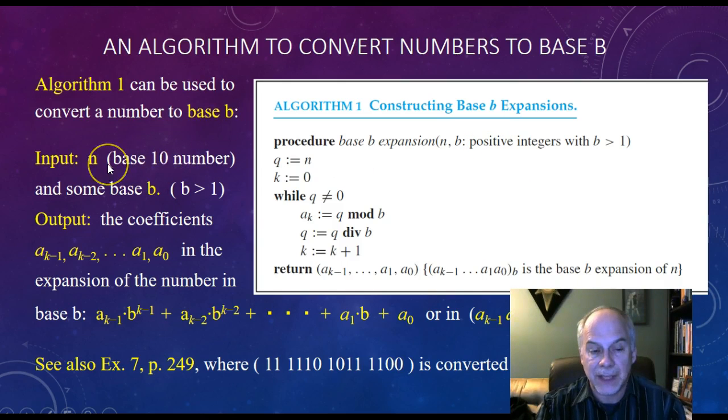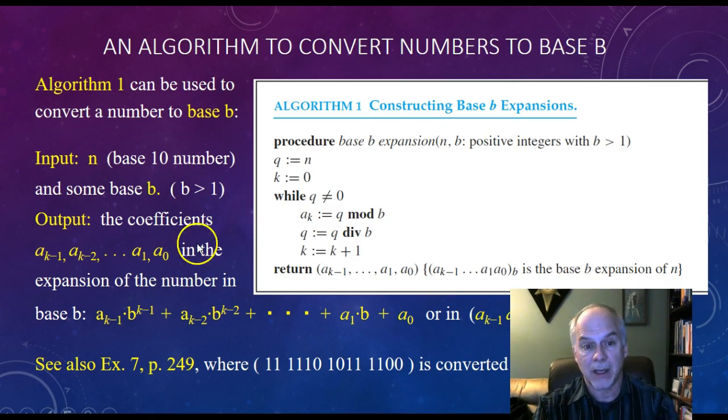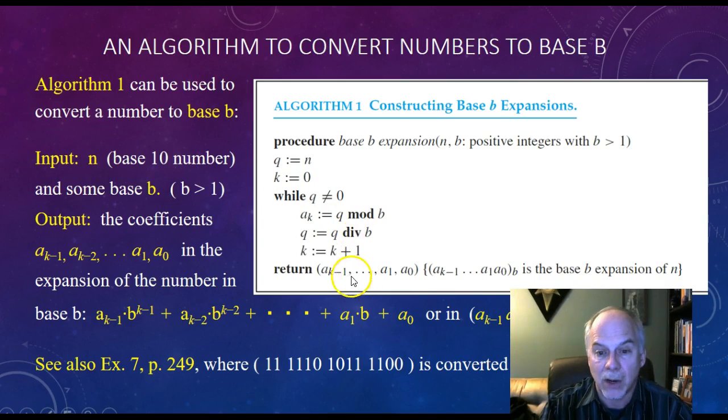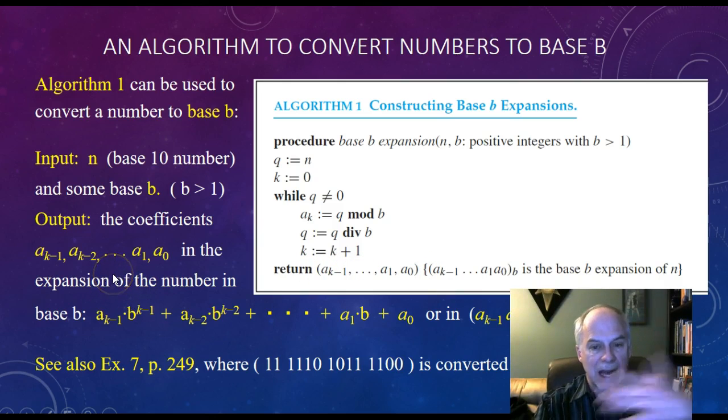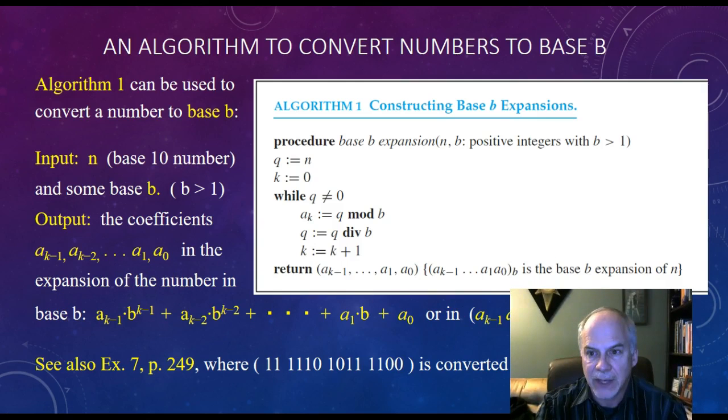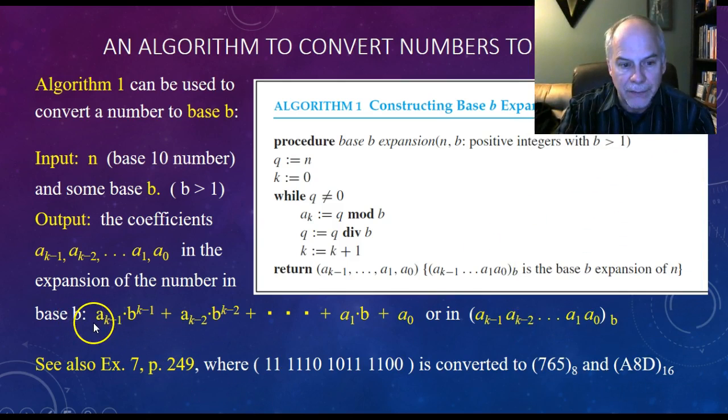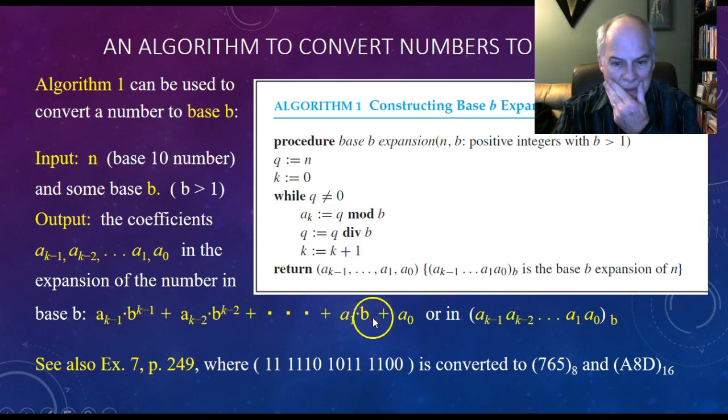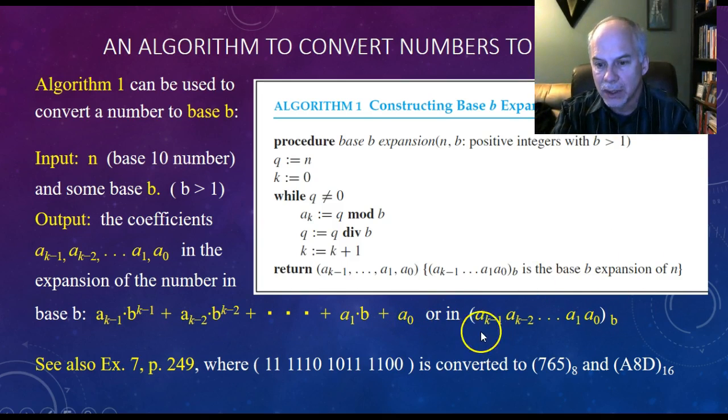And then that's the input into the procedure. And you also input the base, so it has to know what base you're dealing with. All right, then the output will be the coefficients a sub k minus 1, a sub k minus 2, a sub k minus 3, all the way to a sub 1, a sub 0, which are given in the last command of this algorithm, the return command. So that's the output of the representation. This is the expression it would end up with if you wanted to write it in the expansion, or it'll just basically give these numbers in the base b representation.